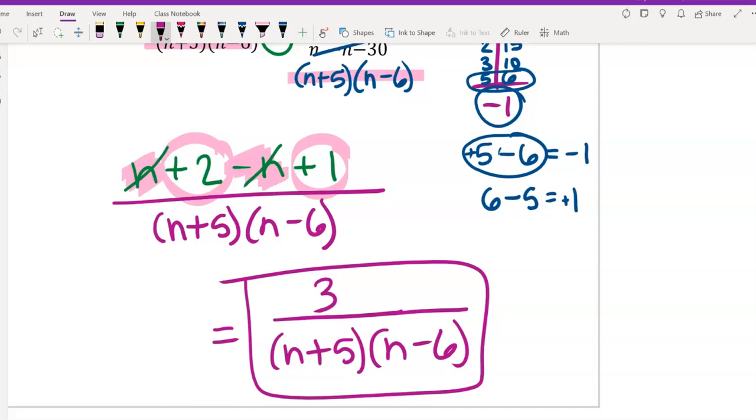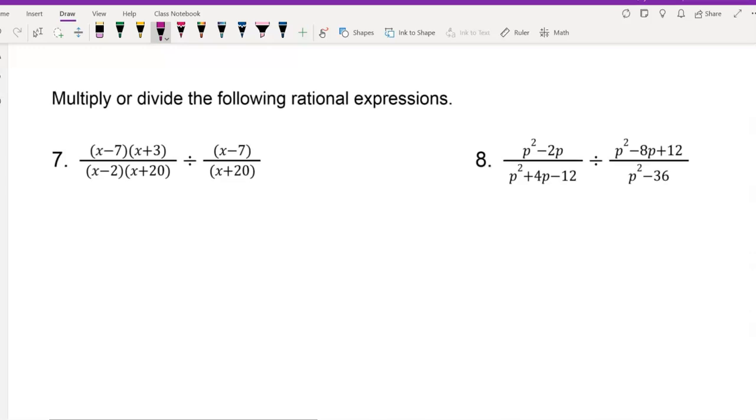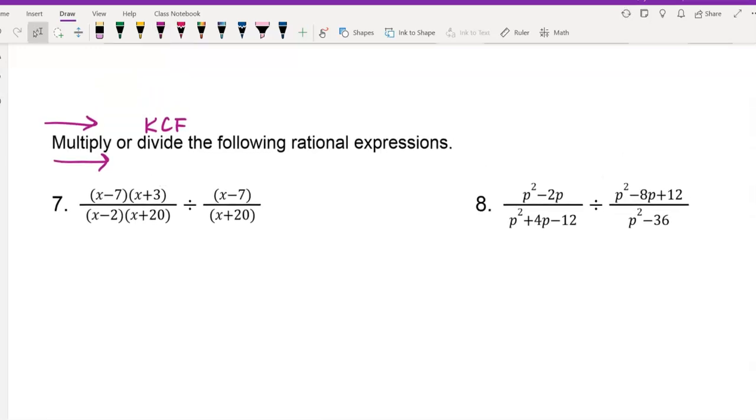That's it. All right, moving on to multiplying or dividing. When we multiply, all we do is just combine across the top. We're not actually doing any multiplication. We're just combining all of our top together, combining all of our bottom together, and factoring. All right, when we divide, we use keep, change, flip. But before we do either multiply or divide, we always need to factor first.